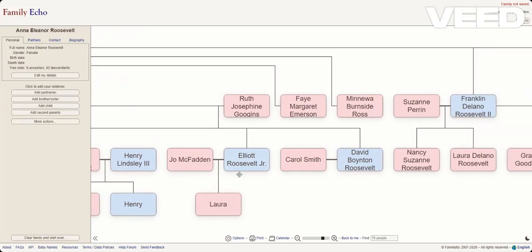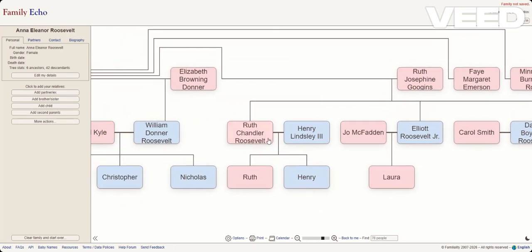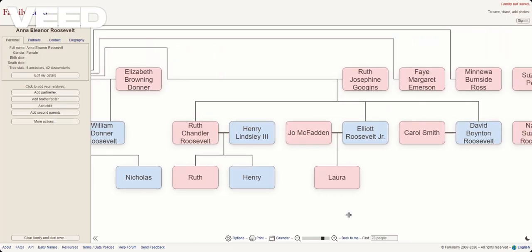Then there was also Elliot Roosevelt Jr. and David Boynton Roosevelt. Ruth, her middle name is Chandler, but I'm not gonna call her Chandler. I'm calling her Ruth. Ruth married Henry Lindley III, and they had two children, Ruth and Henry.